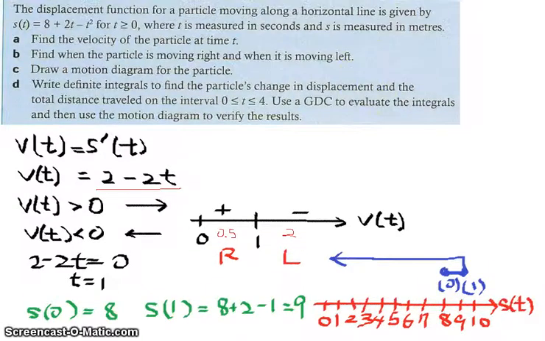Okay. Alright, so we're done with A, B, and C. Now for part D, they want us to write definite integrals to find the change in displacement and the total distance traveled on the time interval from 0 to 4. And then later on we also need to use GDC to evaluate the integrals, and then also use the motion diagram to verify the results. Alright, so we have a bunch of stuff to do here, but let's just start with finding the displacement. Alright, let's do that first.